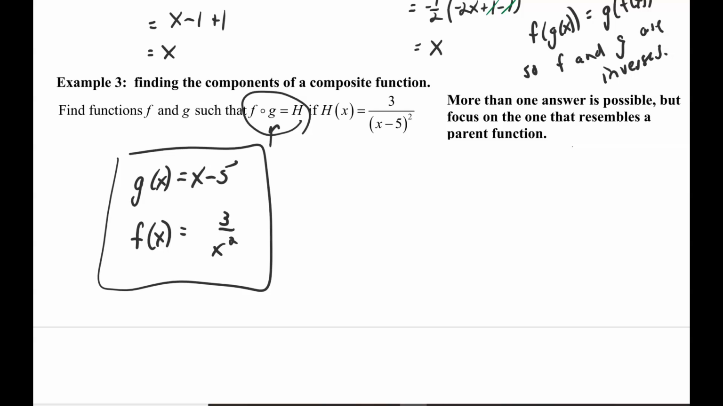That's it. We're done. Except just to check it, let's make sure that f of g is in fact what it's supposed to be. So f of g would be f of x minus 5, which means we can put the x minus 5 into the f function, which is 3 over that squared. So this is going to be 3 over x minus 5 squared, and that is in fact h of x. So we've got the two components of h of x.